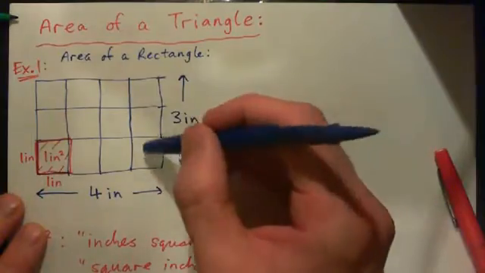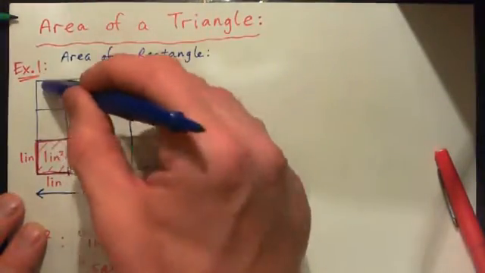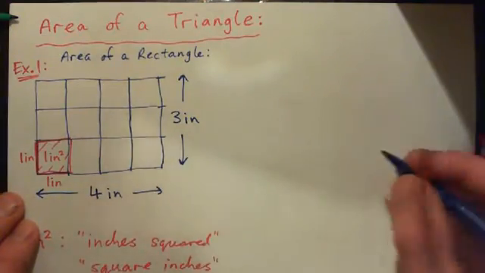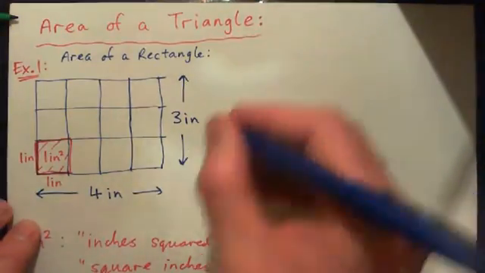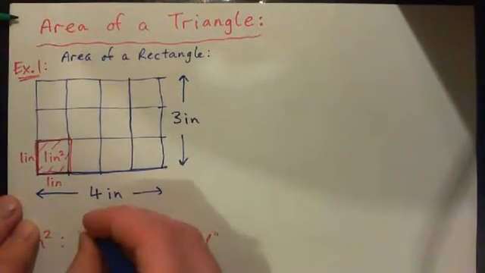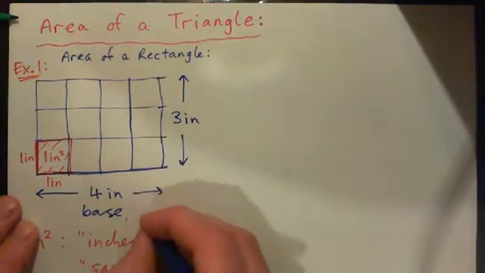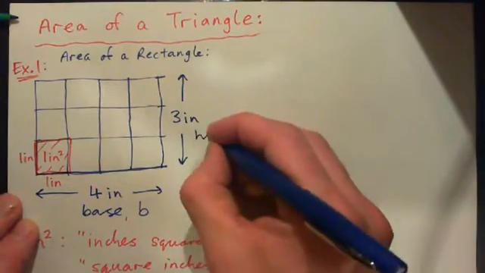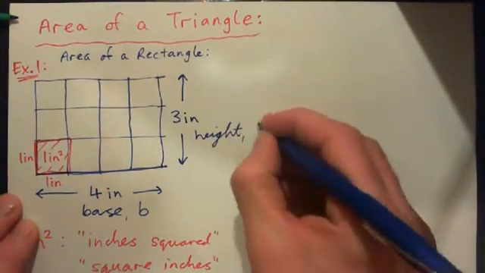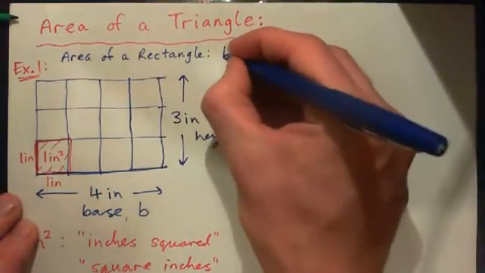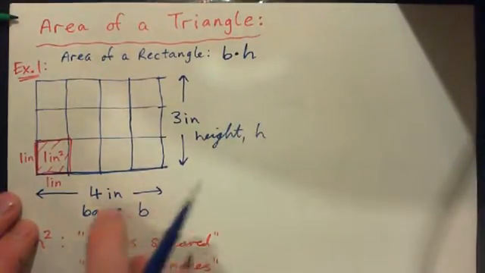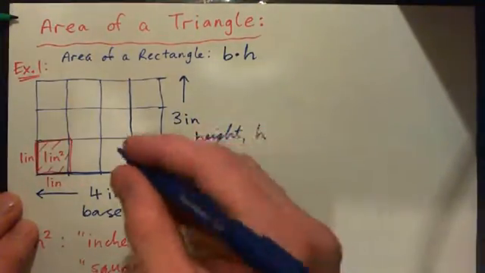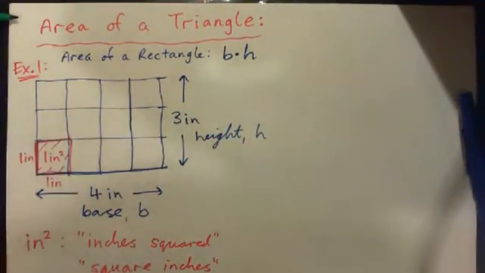it? It's 1, 2, 3, 4, 5, 6, 7, 8, 9, 10, 11, 12 inches squared. So this area of a rectangle is indeed the base. This distance here is the base. Okay, base B times the height, and the height is 3, the height H. So the area of a rectangle is the base multiplied by the height, isn't it? Because it's 4 times 3. 4 times 3 is 12. So the whole thing is 12 square inches.